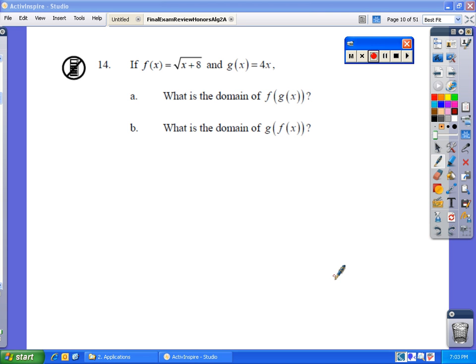In number 14, we're asked to find the domain of two compositions of functions. Remember, when we do this, we need to look at the domain of the input function as well as the domain of the composition of the two functions. And then we're going to choose the more restrictive domain as the domain for the problem.